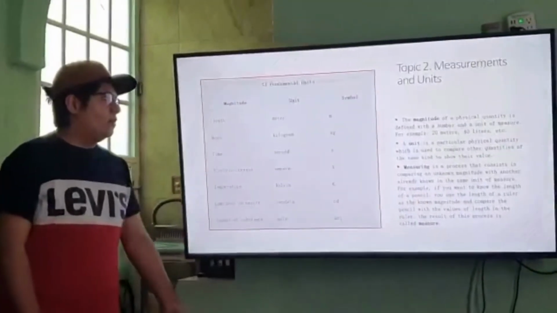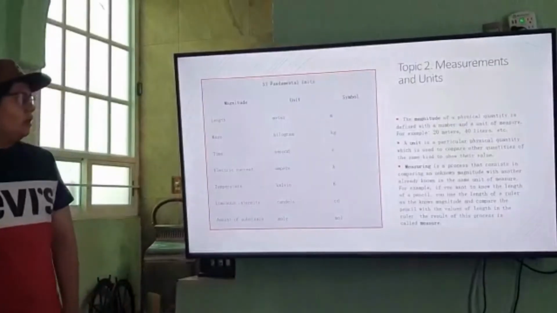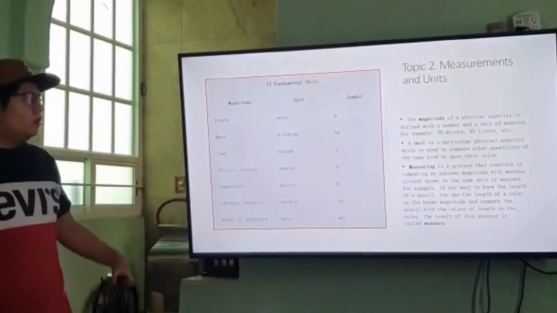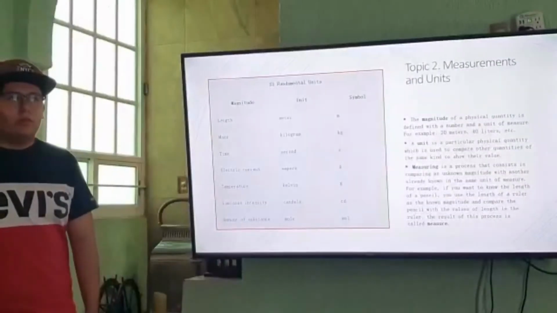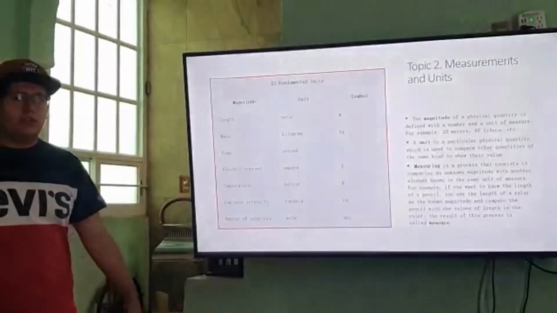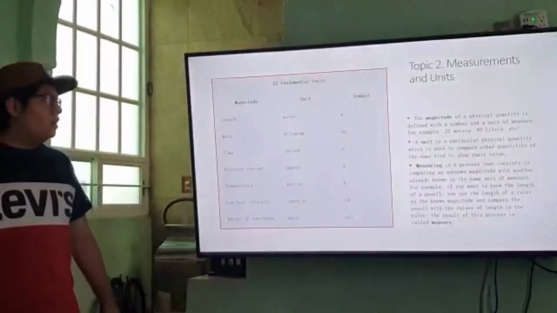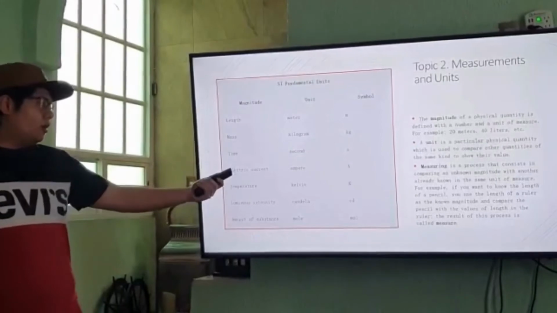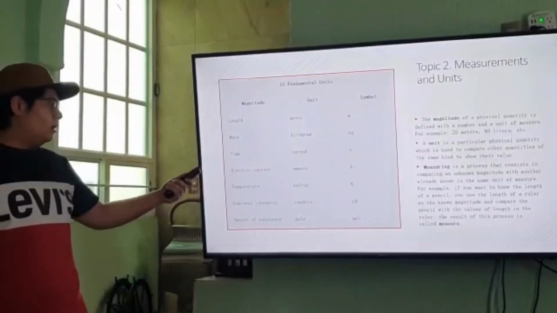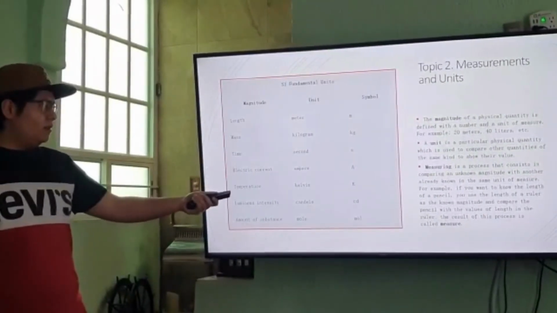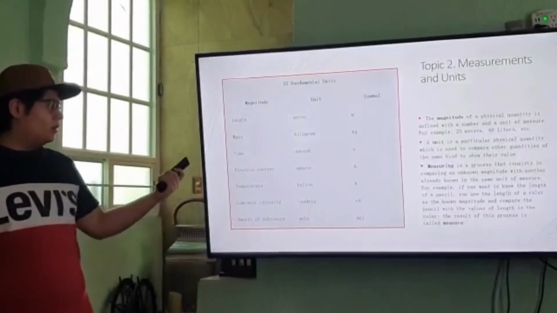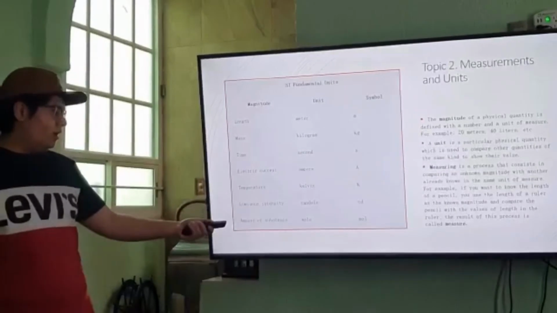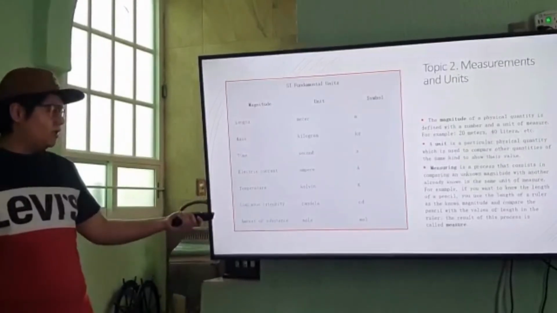For the second topic, we have the measurement units. This is what most of the countries use for measures: for length we use meters, for mass kilograms, for time seconds, for electricity the amperes, for temperature kelvins, for luminosity the candela, and for the amount of substance, the moles.